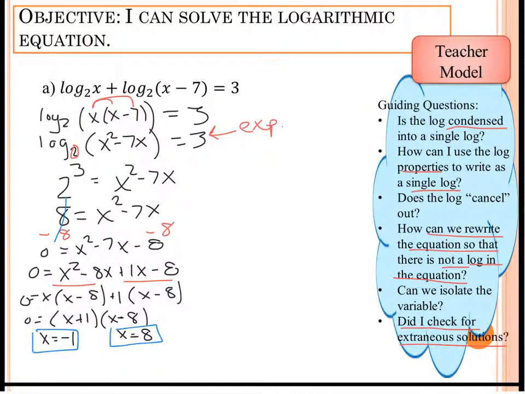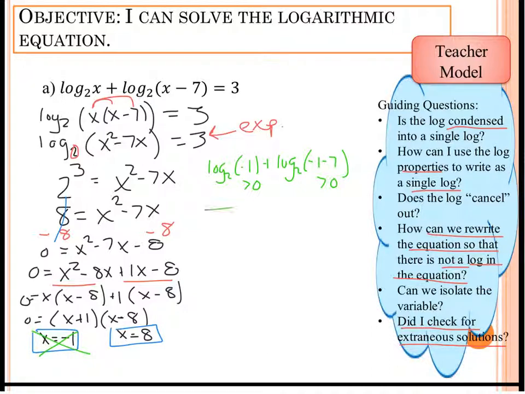I'm going to plug in -1 first, so I get log base 2 of -1 plus log base 2 of -1 minus 7. These arguments need to be greater than 0, and notice they're not. So log base 2 of -1 is not going to work, and that second one is going to turn out to be -8. And so that is not a solution. This is an extraneous solution, so I'm going to cross it out.